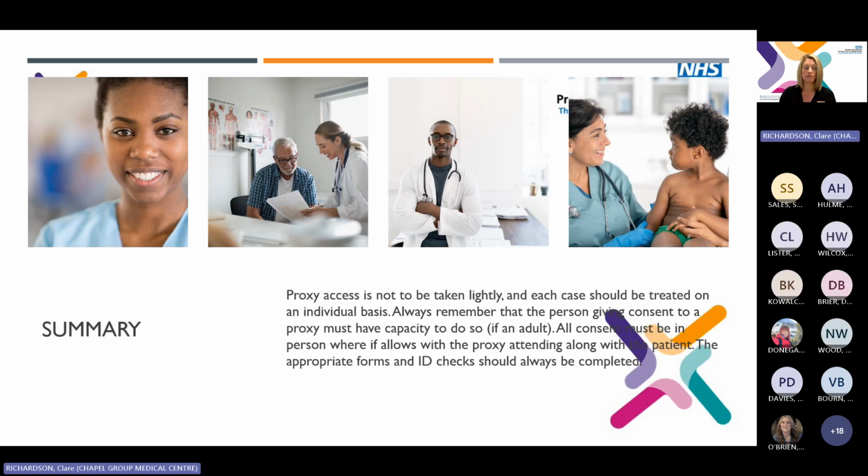So in summary, proxy access is a serious matter and should be considered on a case-by-case basis. The individual giving consent must have the capacity to do so if they're an adult. Wherever possible, consent should be given in person with the proxy present alongside the patient. All relevant forms must be completed and appropriate ID checks carried out.